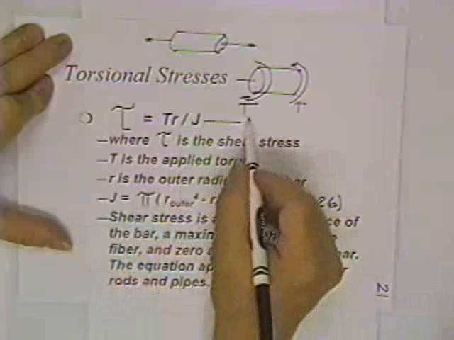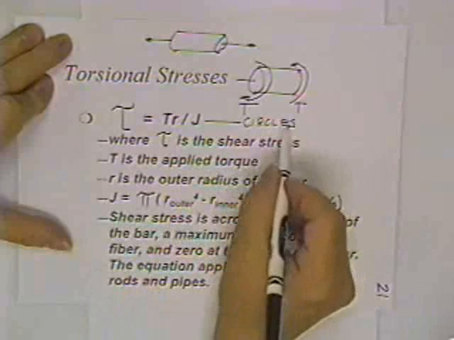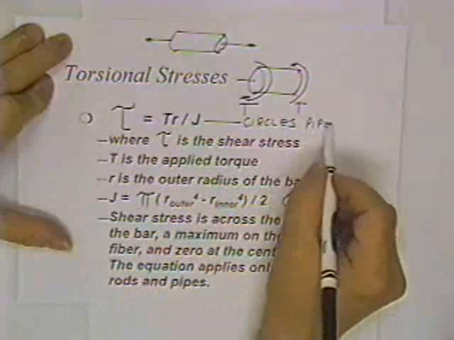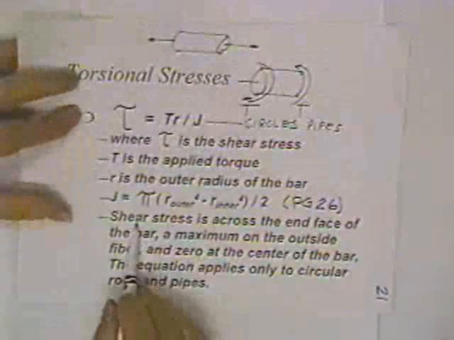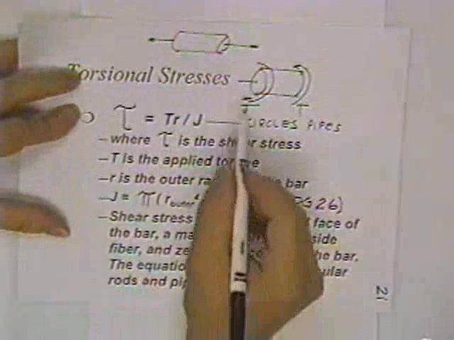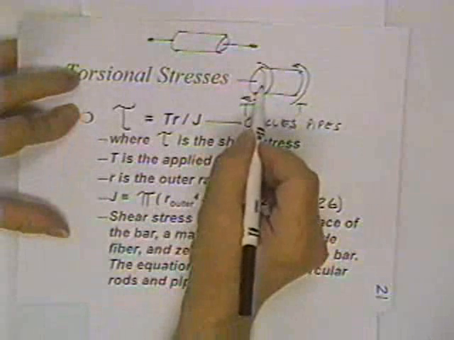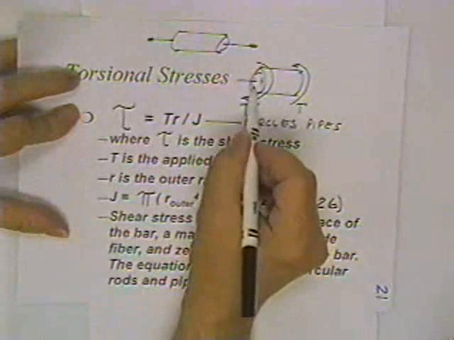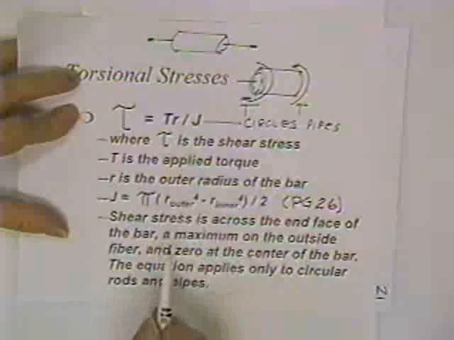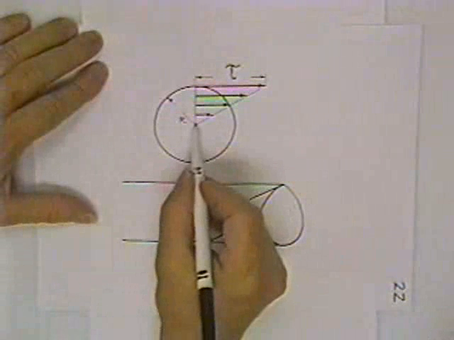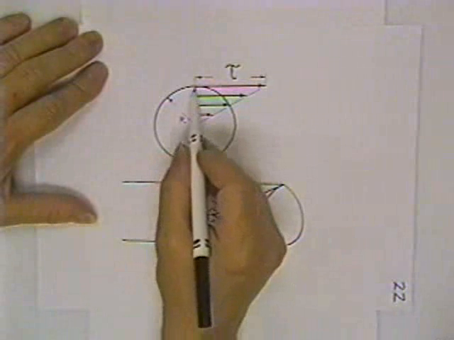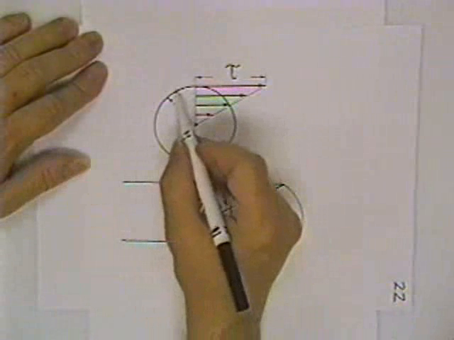This equation is only good for circles and for pipes. It won't work for something that's square. Now, this stress is across the end of the bar. In other words, if you twist the bar, it says no and tries to resist with little shearing stresses across the face. They are distributed linearly. They are zero at the middle. They reach a maximum on the outside surface of the bar.